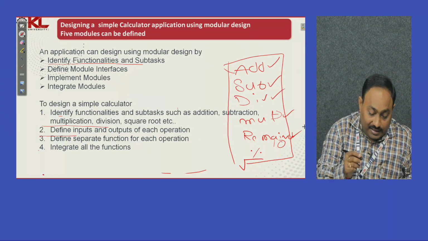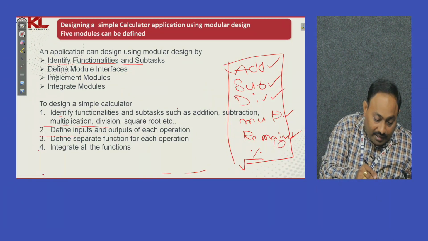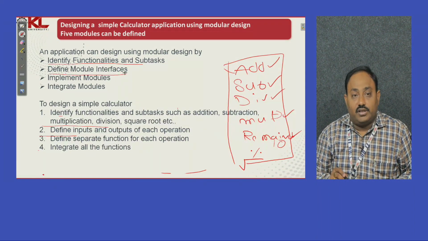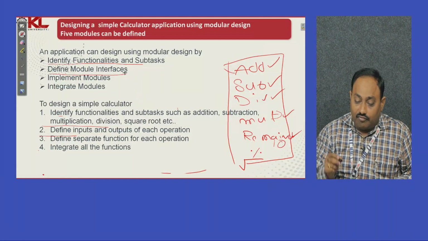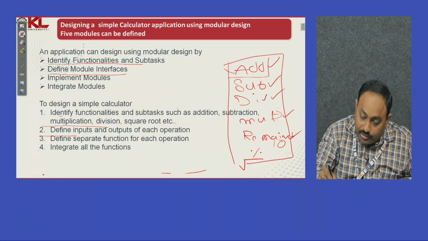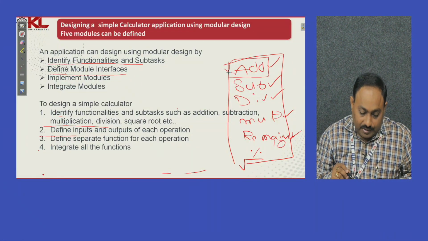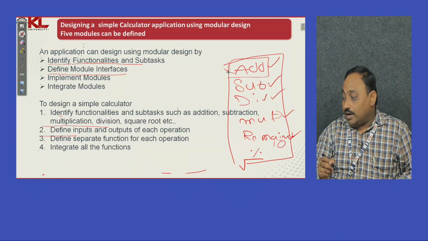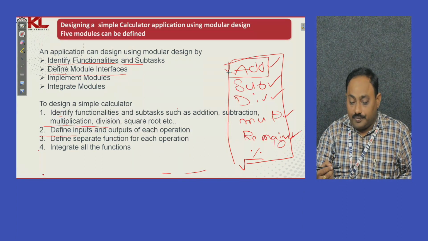Whatever subtask we have, each subtask we can identify as one functional entity or one functional module. The second step here is that we have to define the module interface. We have to define an interface for each module. That means, for example, if I take the add module in the calculator, what are the inputs given to that add module? What is the output from that module?